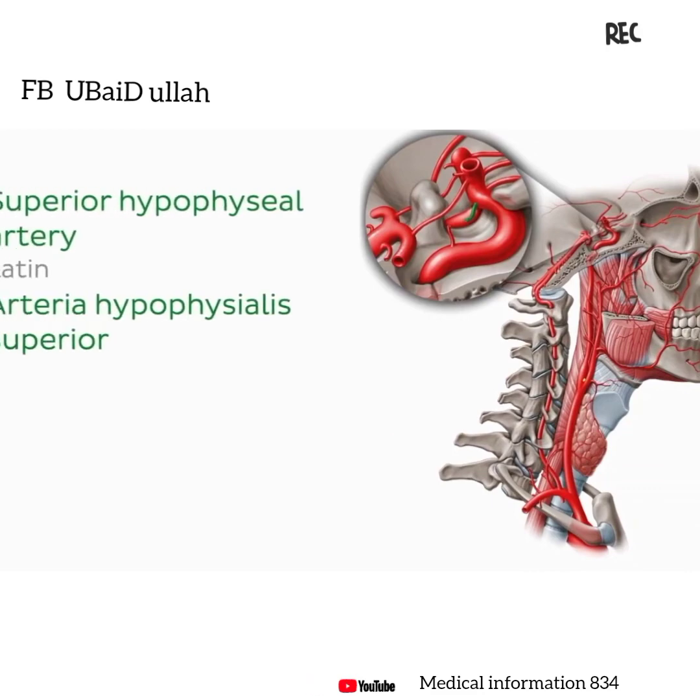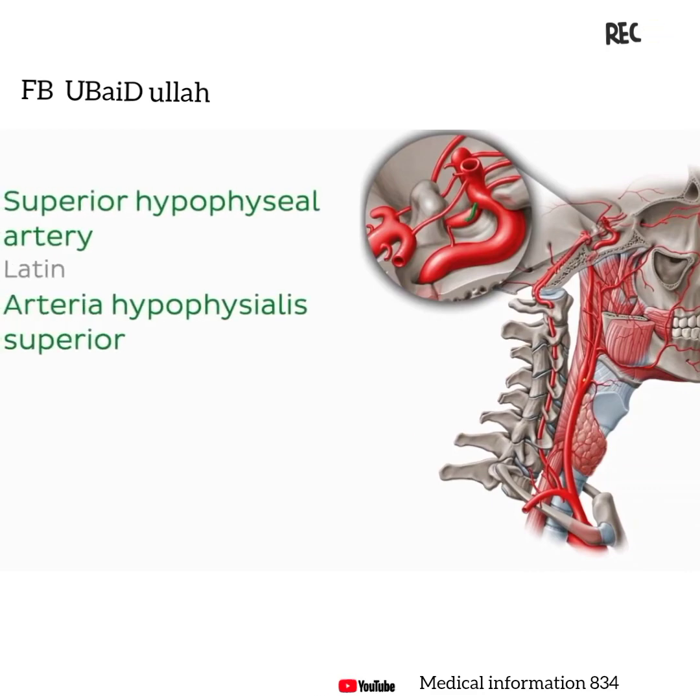Let's go back to the internal carotid artery now and look at another branch of the C6 segment, the superior hypophyseal artery. This small vessel arises from the posterior medial aspect of the internal carotid artery and gives off several tiny branches to the optic nerve and chiasm, as well as the pituitary gland as hinted by its name.